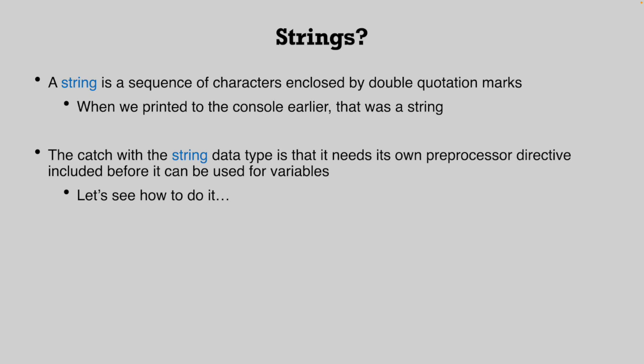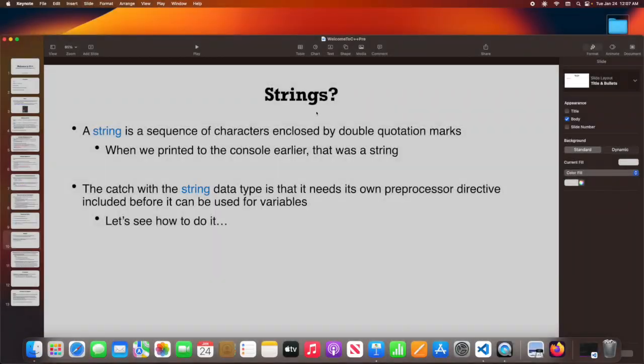And then the actual last data type we're talking about is a string. And a string is a sequence of characters enclosed by double quotation marks. When you printed to the console earlier, that was basically a string. But the catch with the string data type is that if you want to use it as a variable, you're going to need another one of those preprocessor directives included, like how we did for the iostream statement. So let's look at that.